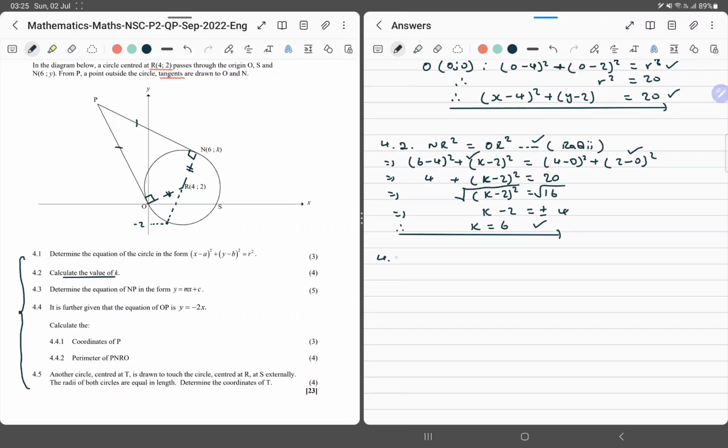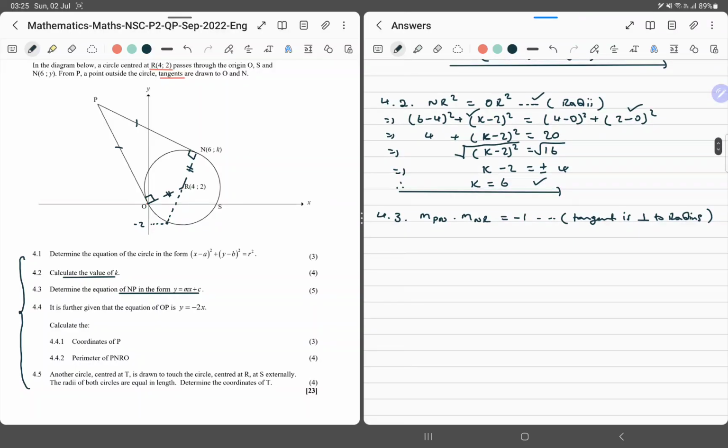So 4.3 says determine the equation of NP in the linear, standard form. Okay. So here we can see we're scoring 5 marks. Okay, not a problem. So we know without a shadow of a doubt that the gradient of PN multiplied by the gradient of NR should give us minus 1, right? Why? We know that the tangent is perpendicular to the radius. Easy, easy.